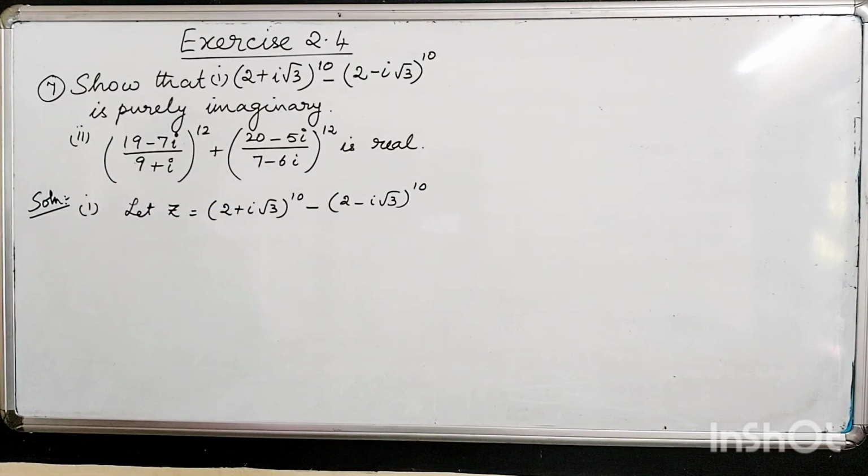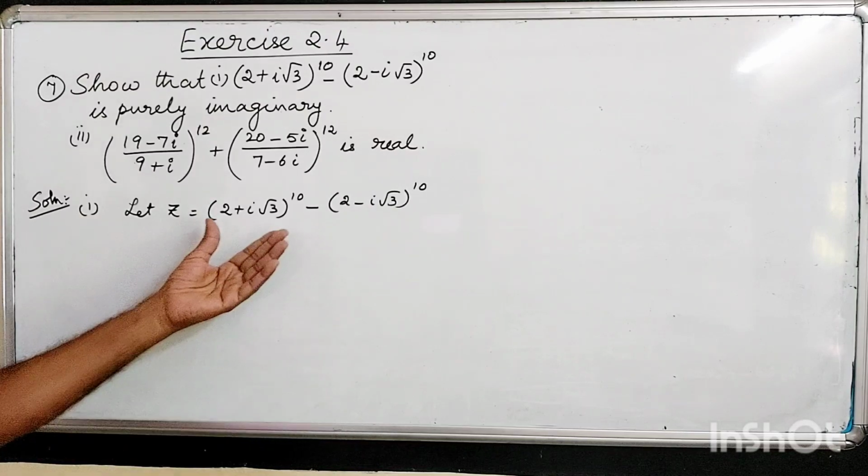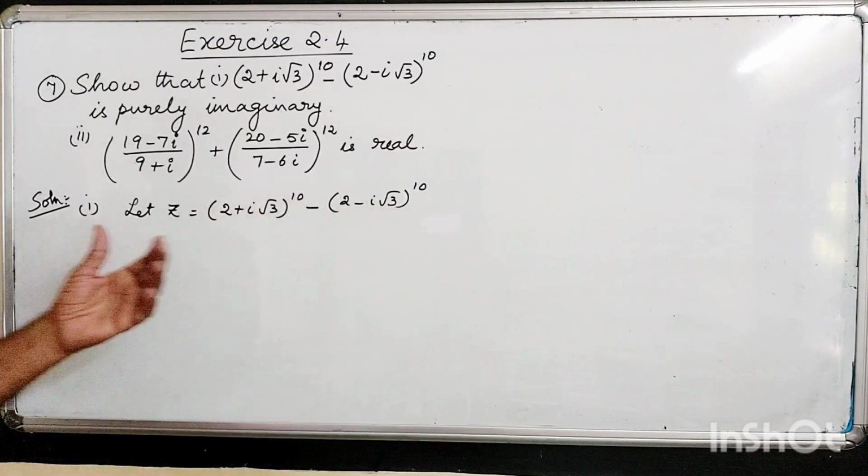First of all, we must remember the conditions for purely real and imaginary. What is the condition for purely real? If z is equal to z bar, then it is purely real. If z is equal to minus z bar, then it is purely imaginary. Whenever you start a problem in complex numbers, first you have to see whether it is in rectangle form. These two complex numbers are in rectangle form.